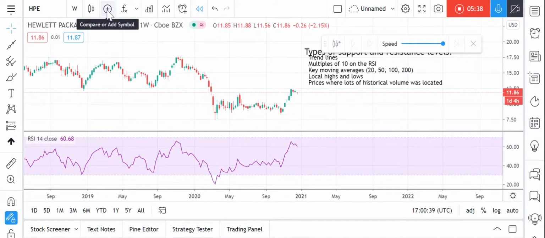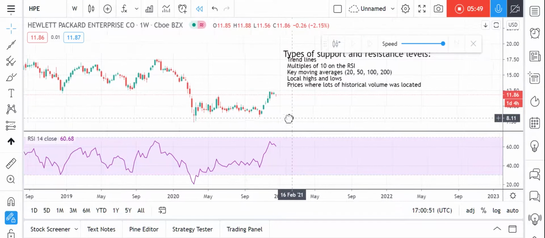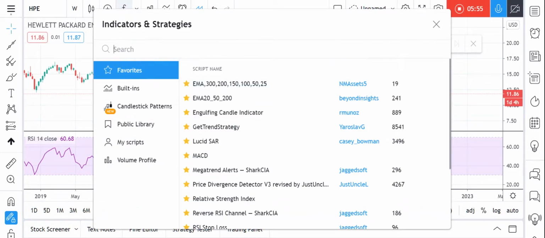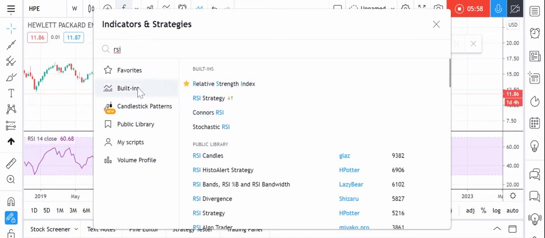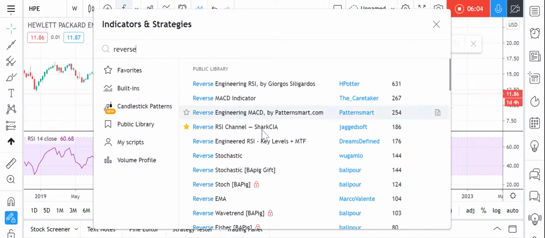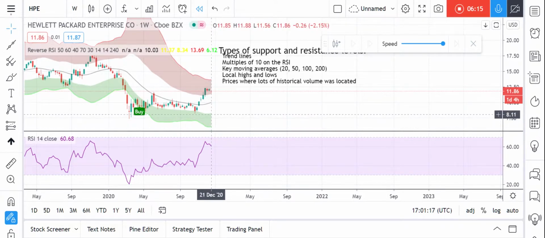Those are all important levels to be aware of, and they can offer some support and some resistance. If you like trend lines, RSI is a little bit difficult to play because it changes over time. 70 RSI might be at $13 one day and then at $14 the next day if you get a major price movement. Fortunately, there is an indicator that will help you set your buy and sell orders. It's called the Reverse RSI Channel, by Shark CIA. If I put that on the chart, I can see they've highlighted the major levels: 30, 40, 50, 60, and 70.